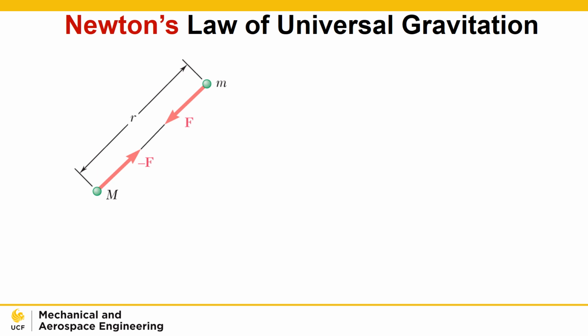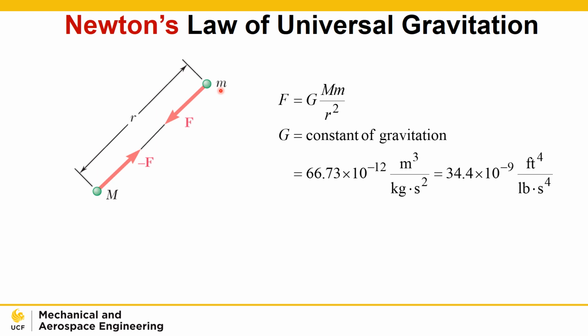Now let us discuss Newton's law of universal gravitation. Newton's law of universal gravitation states that two particles of masses M and small m attract each other with equal and opposite forces F and minus F, which are directed along a line joining the two particles. The common magnitude F of these two forces is given by F is equal to G times the product of the masses of the particles divided by r square, where r indicates the distance between these two particles.